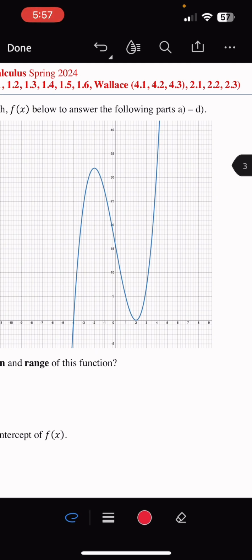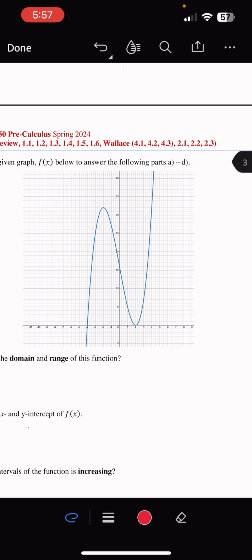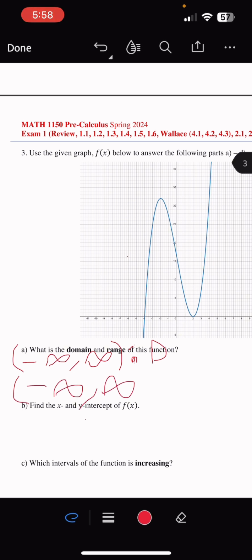Because both of these lines go off of the screen, it is an infinite graph, which means that it infinitely goes to negative values as well as infinitely going to positive values, which means that the domain of this function is going to be negative infinity to positive infinity, and it's not including because you can never hit infinity. And it's going to be the same thing for the range, negative infinity to positive infinity.